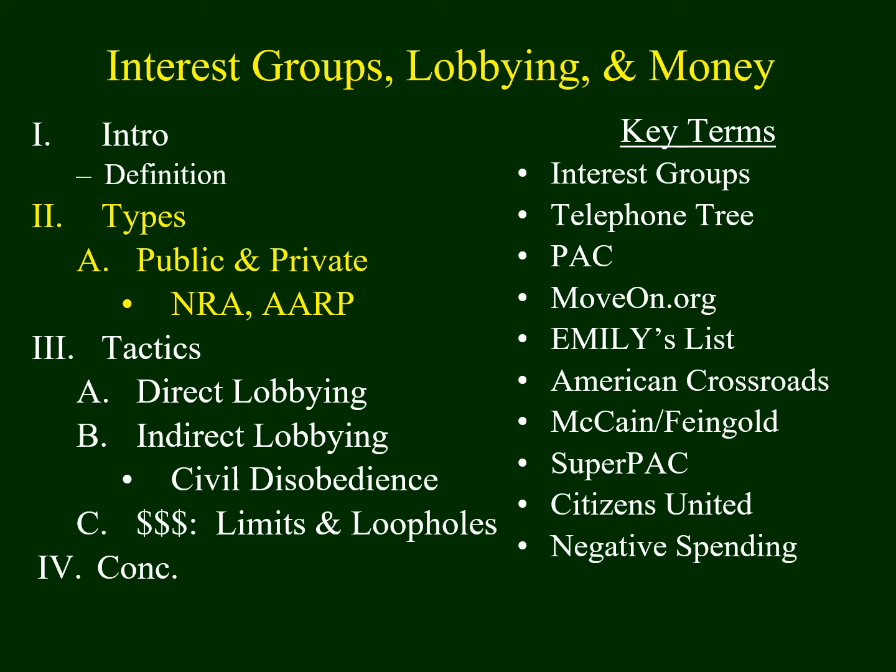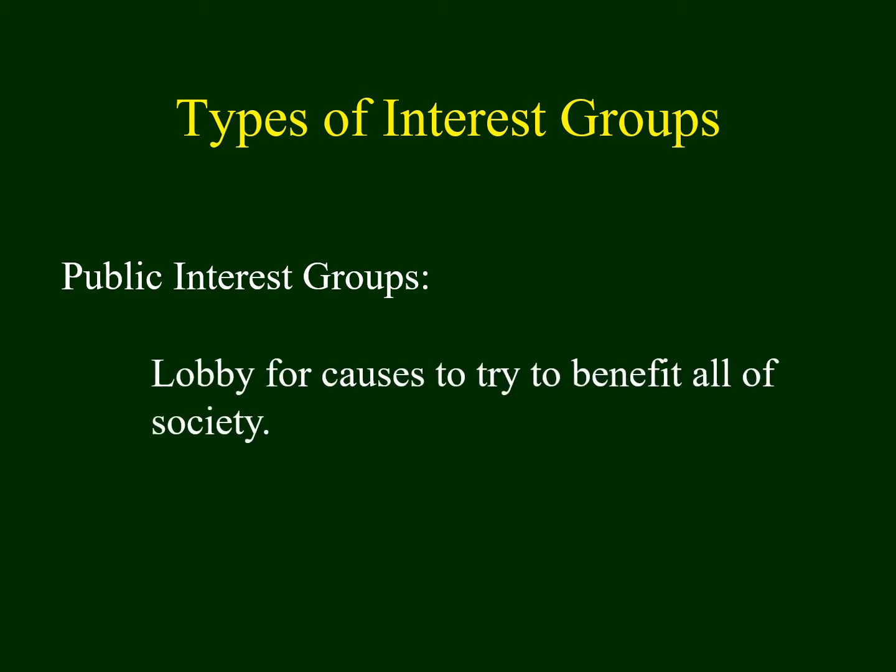Now that we've defined what an interest group is, we should probably explore the different types that are out there. There are thousands of interest groups that lobby on behalf of the American people in Washington, D.C. One type of interest group, as identified by political scientists, would be public interest groups. They lobby for causes to try to benefit all in society. There are many different types of public interest groups with different focal points.